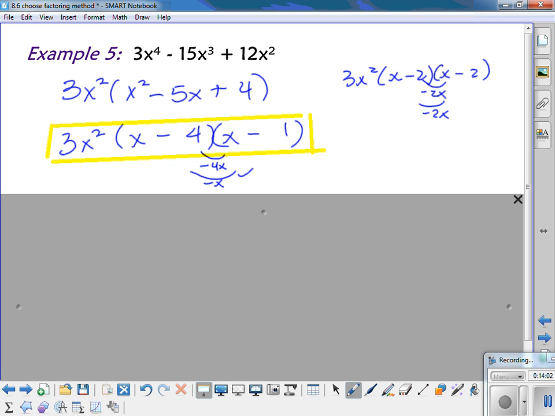All right, so what is the very first thing we're always going to look for? Everybody, one more time. GCF. What's the second thing we're going to look for? Special products, either a perfect square trinomial or a difference of squares. All right, that's what I have for you guys today.